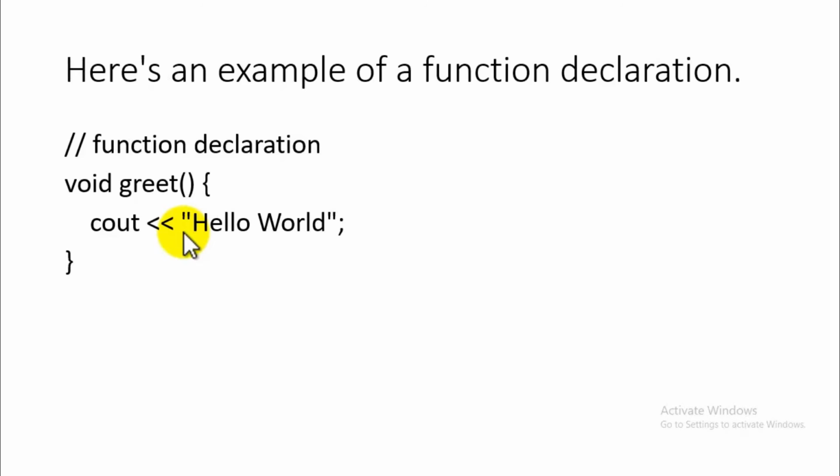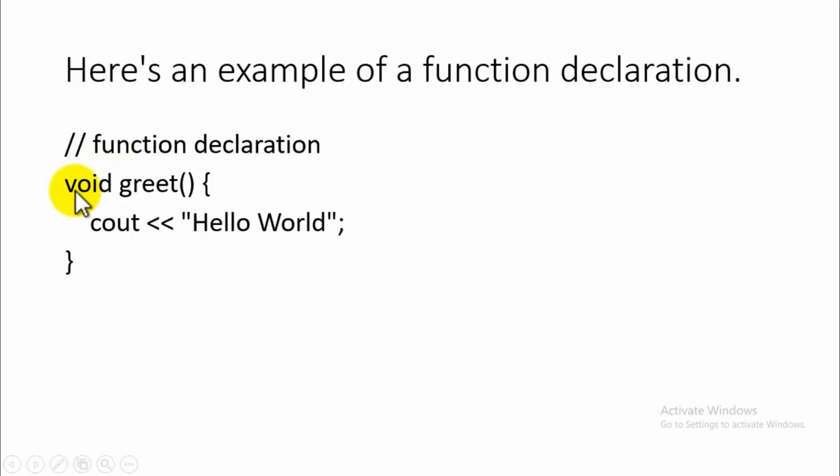So here is an example of function declaration. So here we created a void greet. You have noticed that you have a void, which means you have no return value. Then you have named your function greet and you have no parameters. So it could be no parameters or you have a parameter. So in this function, you will display hello world. So you will output hello world.